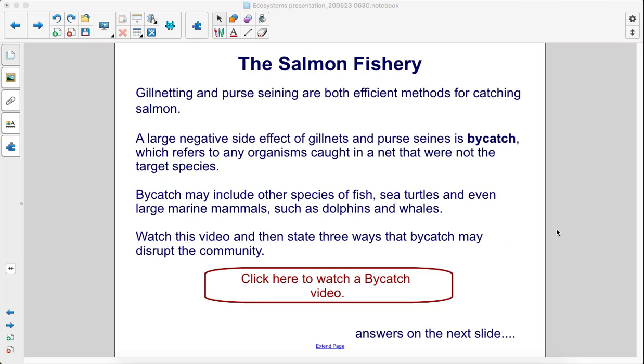Gill netting and purse seining are both efficient methods for catching salmon. A large negative side effect of gill nets and purse seines is bycatch, which refers to any organisms caught in a net that were not the target species. Bycatch may include other species of fish, sea turtles, and even large marine mammals, such as dolphins and whales. Watch this video and then state 3 ways that bycatch may disrupt the community.